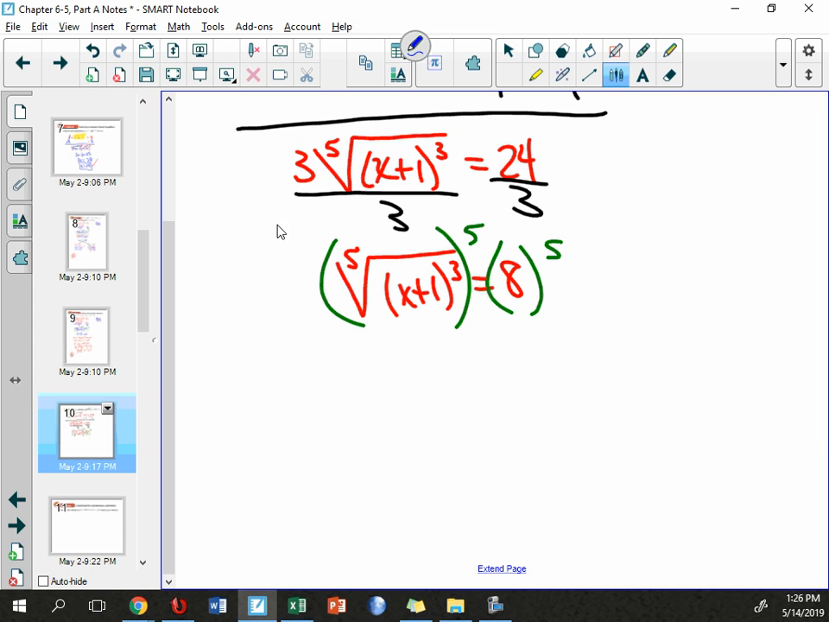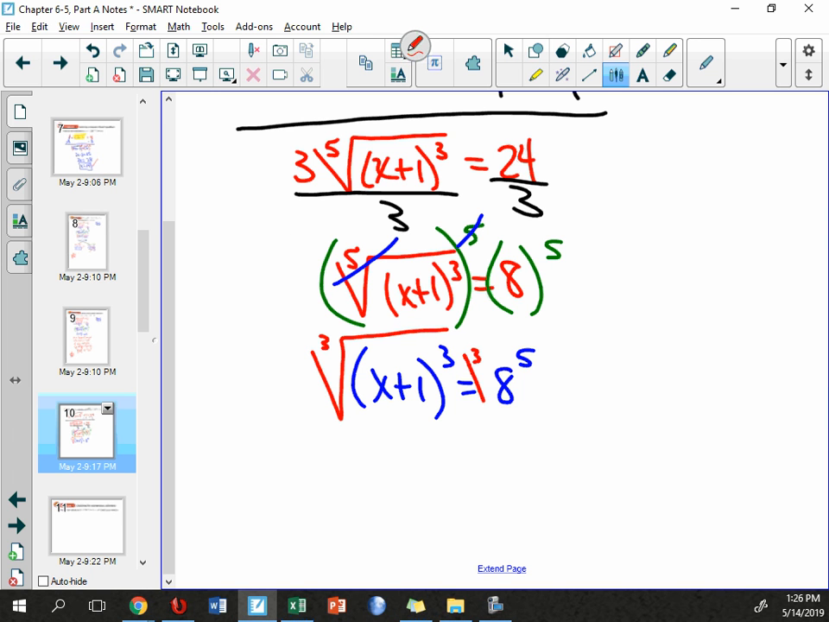So what you're going to notice here is the power of 5 and the root of 5 cancel out, and what remains is x plus 1 quantity cubed is equal to 8 to the 5th power. I do not know what 8 to the 5th power is, and I'm not going to grab a calculator to do that right now. And the reason why I'm not going to is because what is the next step that I should take to solve for x? The cube root of that. So if I take the cube root of both sides, the power and root cancel out, and you're left with x plus 1 is equal to.